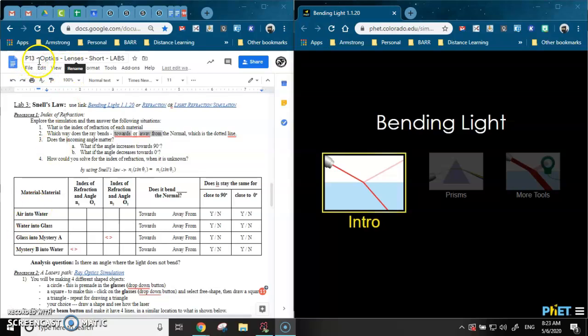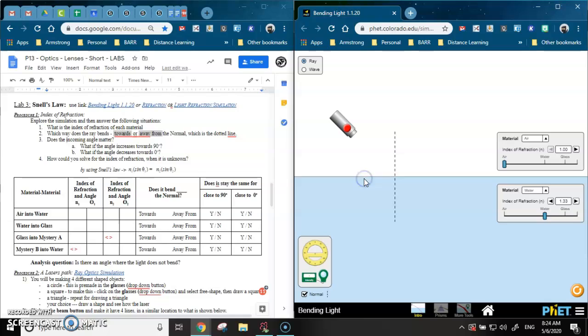If you have your optics lenses short labs, the first one is about Snell's law. There are 3 options for which simulator you can use. They are all basically the same. I just went with the bending light 1.1.20. It's the PhET. I'm most familiar with PhET. We're going to use the intro lab, bending light intro.